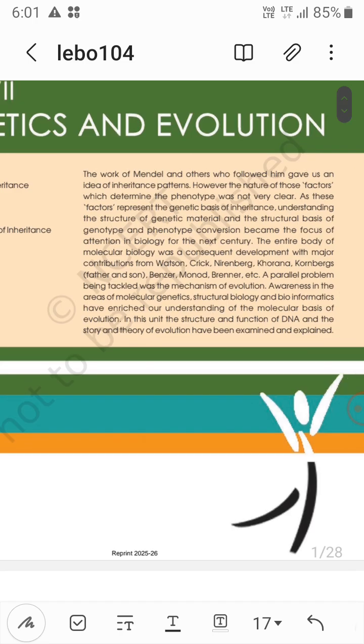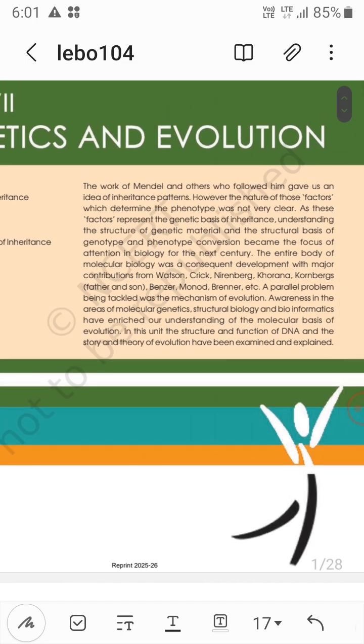the Kornbergs, the father and son, Benzer, Monod, Brenner. All these scientists are important.